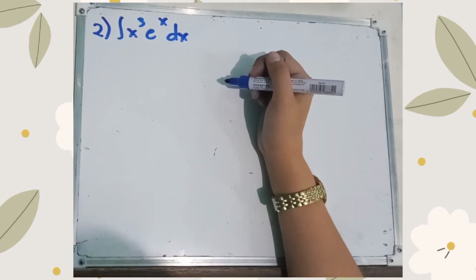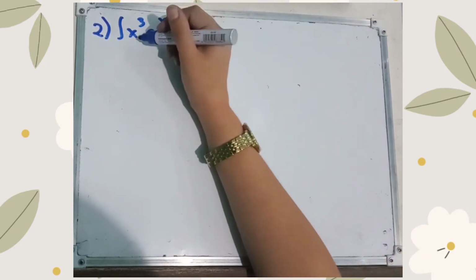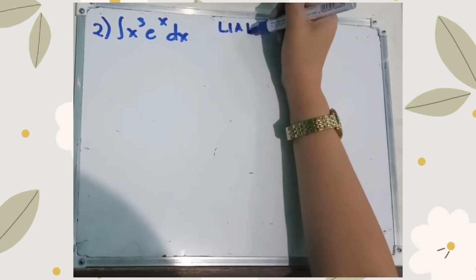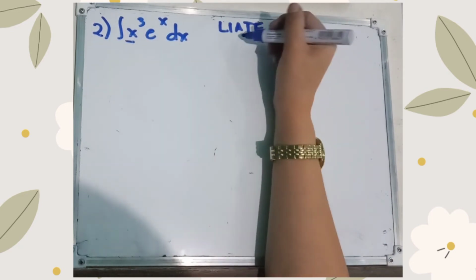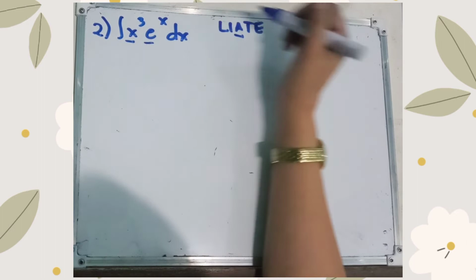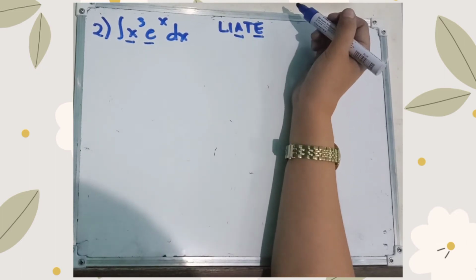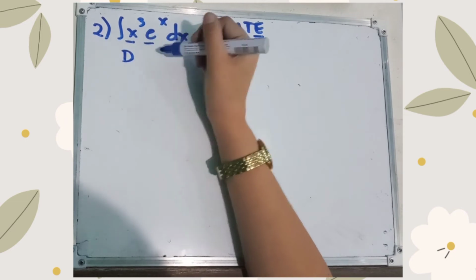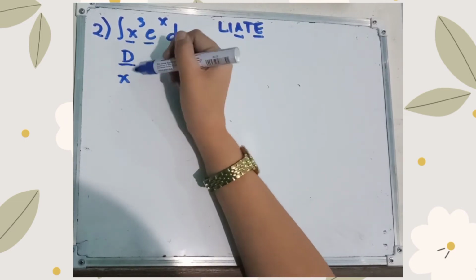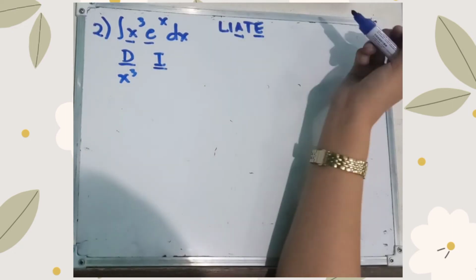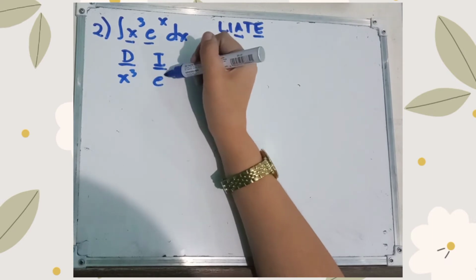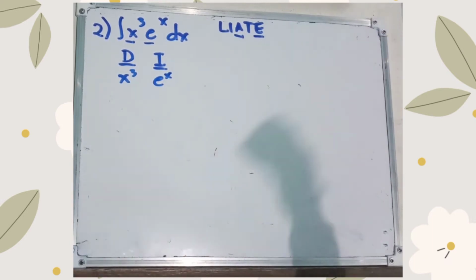For our second example, we have the integral of x cubed times e raised to x dx. Using the acronym LIATE, this is an algebraic function and this is an exponential function. Algebraic comes first before exponential. So under the D column, we will place x cubed. Under the I column, we will place e raised to x.